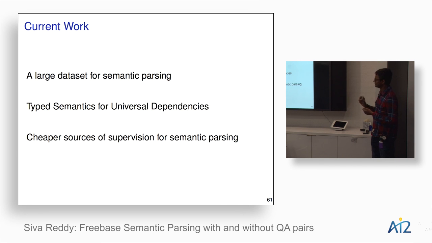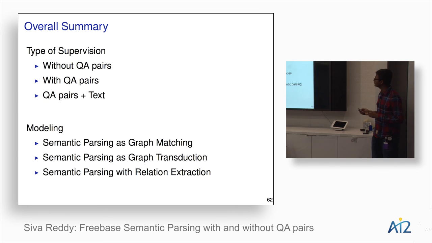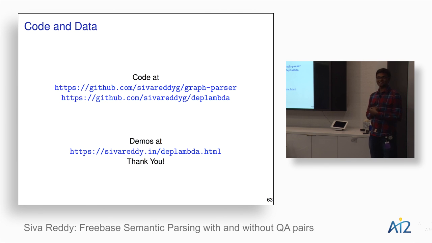And also, we're doing end-to-end: given a dependency tree, can we directly predict the semantic representation for the target domain without having to go through other intermediate representations? And also cheaper sources of supervision like paraphrasing. So you saw without question answers, with question answer pairs, and both of them, with three different methods. And you have all my code available online if you want to try. Yeah. Thank you.